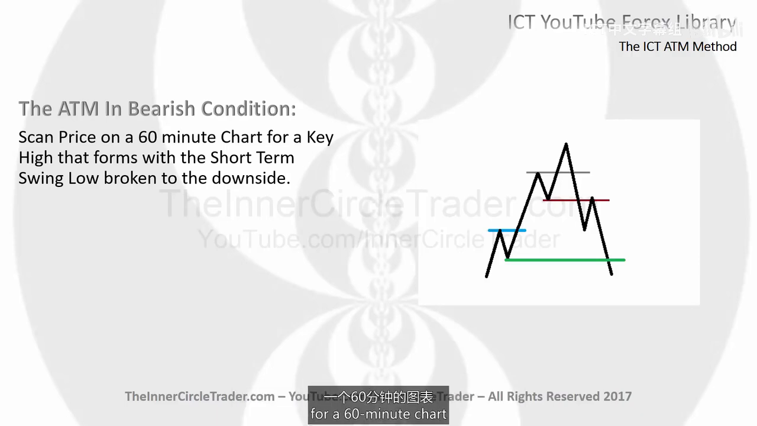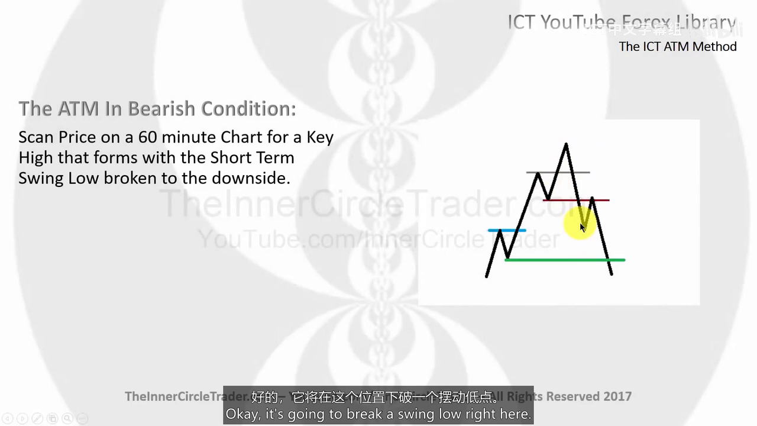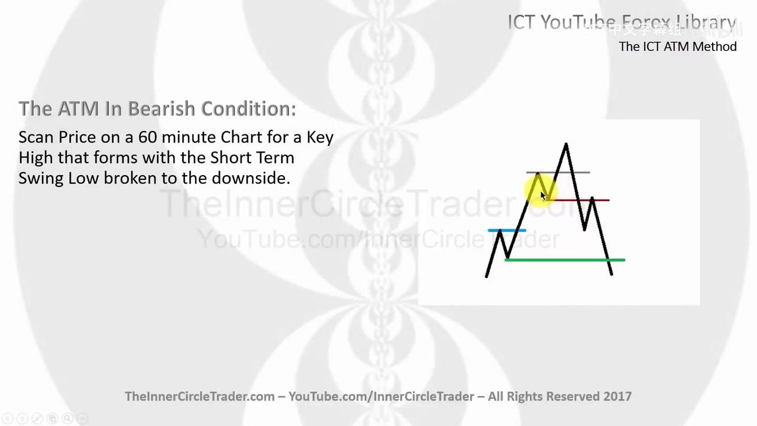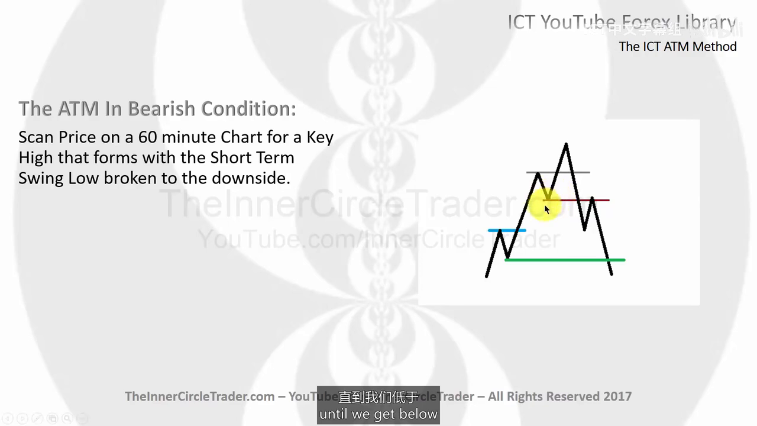So you're going to be looking on a 60-minute chart for a key high to form. And what makes it a key high is you want to see it create this initial short-term high, and then it runs through it, and then it breaks down. Okay, and it's going to break a swing low right here. When price trades through that, that's when it becomes a valid pattern. It does not become a valid pattern until we get below this swing low here.